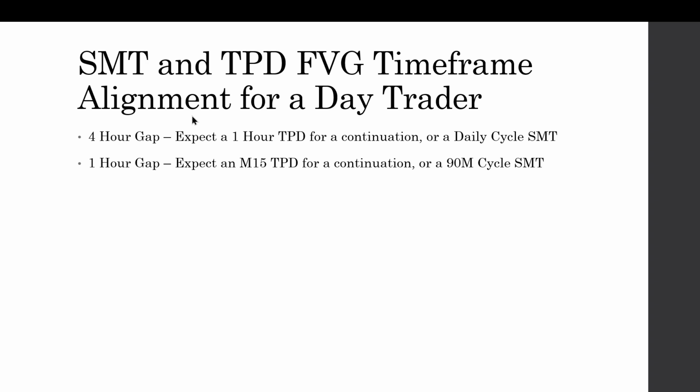You can expect two things to happen, one of two things, or even both. You can either expect within that 4-hour fair value gap, a 1-hour TPD to form inside of it, and then price will give a continuation move, or a daily cycle sequential SMT. You understand? If you had a 1-hour gap, you can expect an M15 TPD to form inside of it, or a 90-minute cycle sequential SMT. All right, so let's show you how these work.